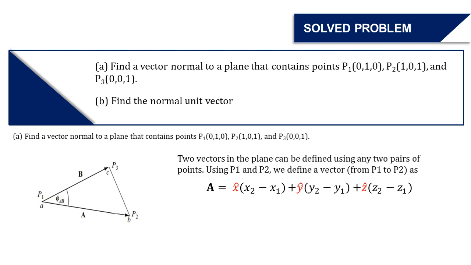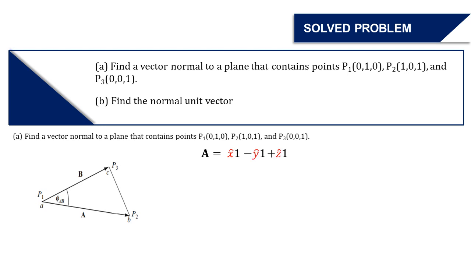Pag given ng points, usually minimize talaga natin yan. Okay? Then, so substitute lang natin yung mga points natin. Sa X component, we have 1 minus 0. Sa Y naman, we have 0 minus 1. Then sa Z, we have 1 minus 0. So therefore, yung ating vector A will be represented by x hat 1 minus y hat 1 plus z hat 1. Okay? Yan.